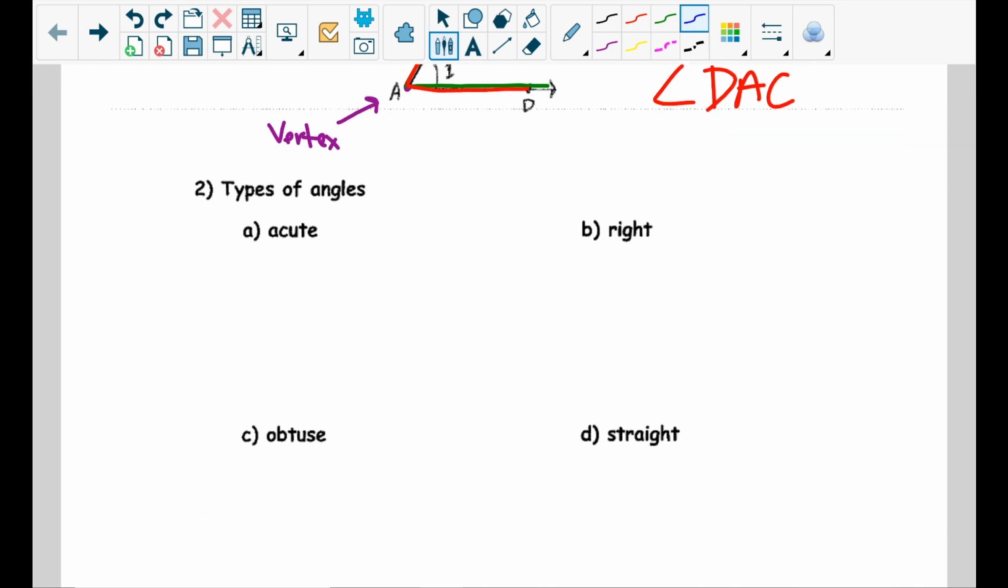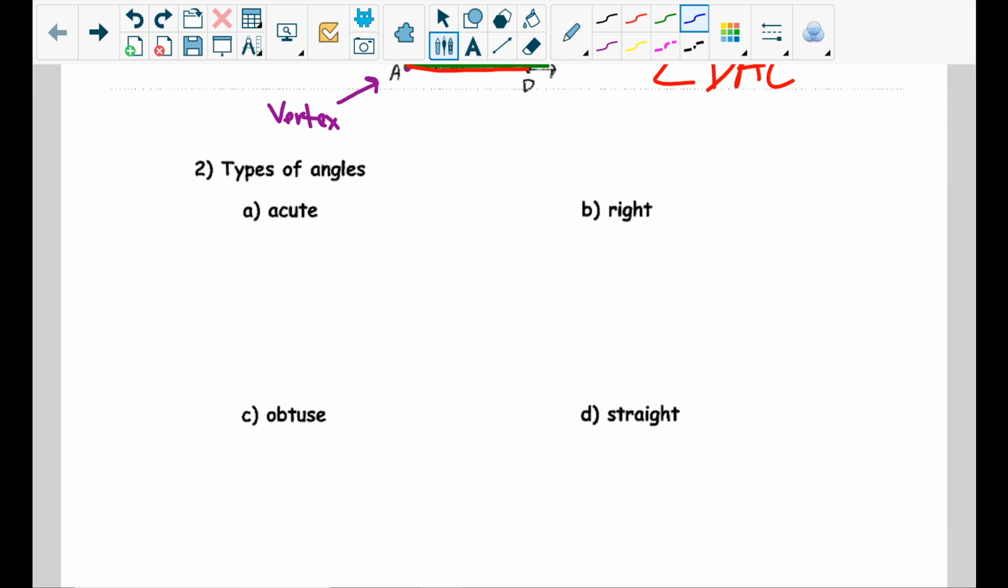All right, types of angles. Acute. Who can tell me what acute is? Less than 90 degrees. Okay? So acute angles are less than 90 degrees. You can sketch a little angle in there. Okay? Anything less than 90, let's say that is 67 degrees. Perfect. Okay?